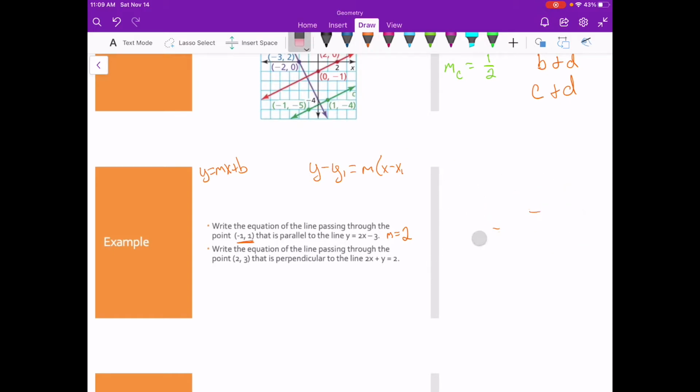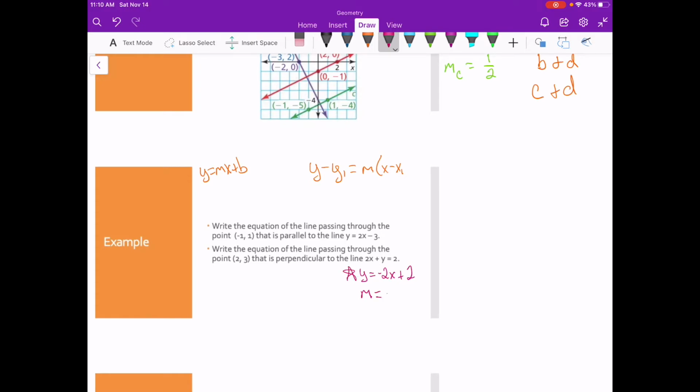All right, and then let's look at the next one. The equation of the line passing through the point 2, 3, that's perpendicular to the line 2x plus y equals 2. The equation that they give us is in standard form, so we could either solve it for slope-intercept form by subtracting 2x from each side, so we get y equals -2x plus 2, or you can use the trick that you learned in Algebra 1, that the slope of a standard form line is -a over b. Either way, this might just be a little bit more familiar to people.